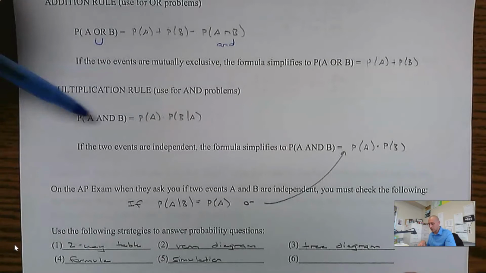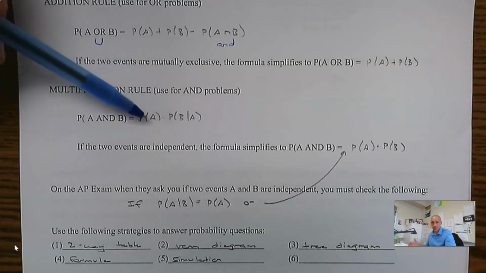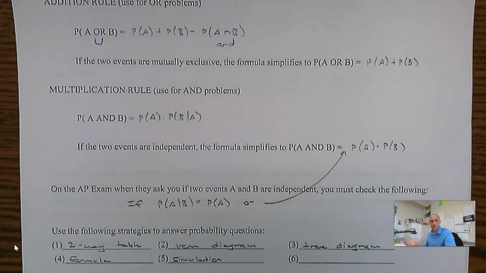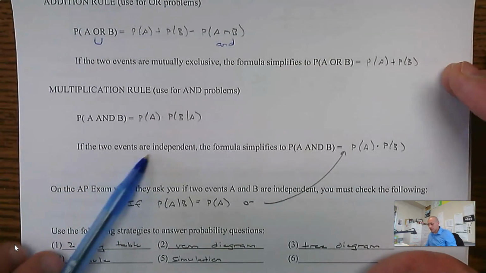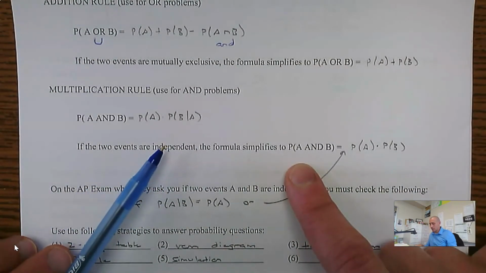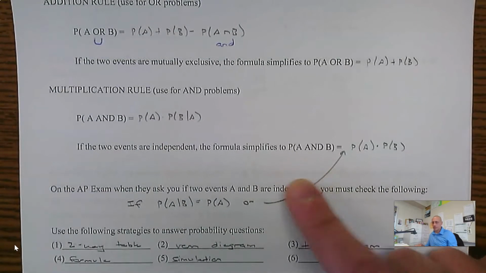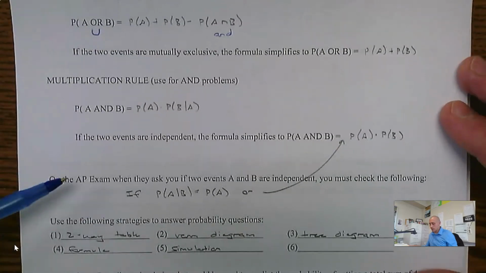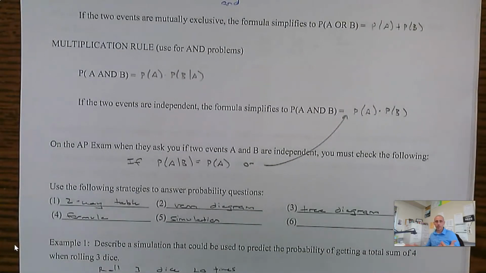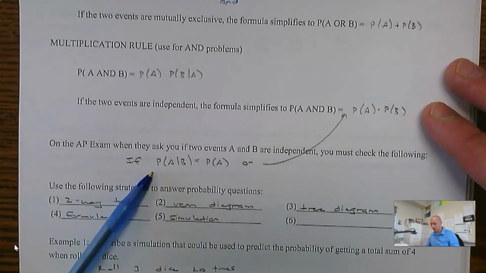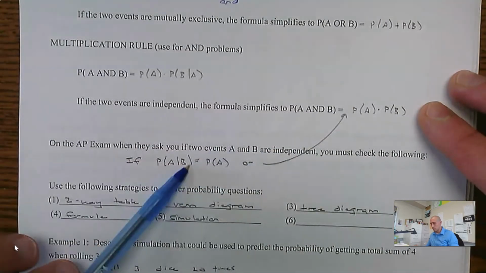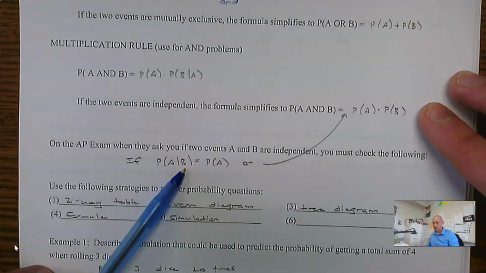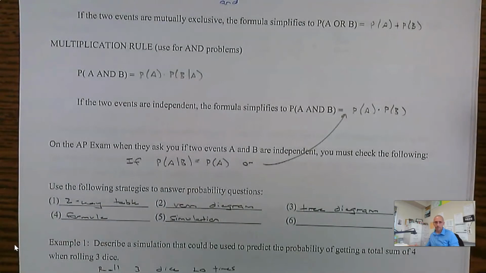Multiplication rule we use when we're doing tree diagrams. We didn't really use this formula explicitly, we just applied it. If you have two events that are independent, then the probability of A and B happening is just the product of those two events. And then on the AP exam, if they ask you to prove if events are independent, you're going to check one of these two formulas. Given that B happened, it didn't affect the probability of A.